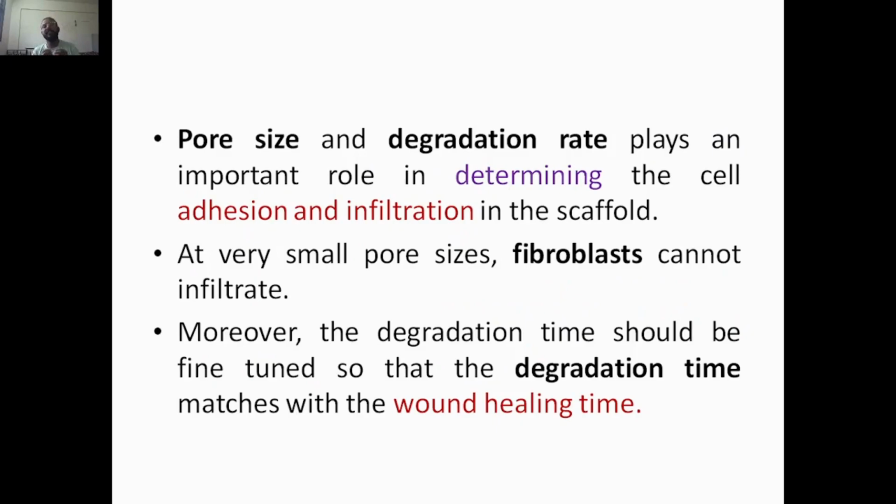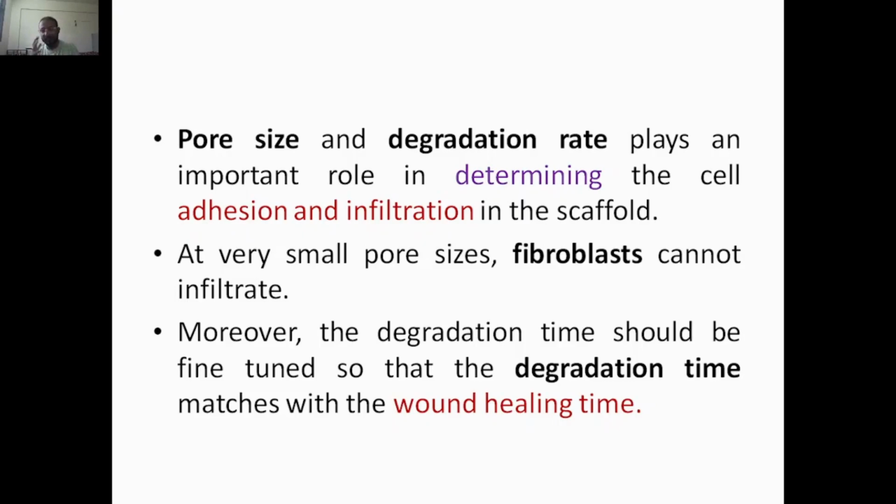Now the pore size and the degradation rate, these two things play a very important role. From the beginning I am telling, right? The pore size and the degradation play an important role in determining the cell adhesion as well as infiltration in the scaffold. We have an ECM-like structure, right? This is the porous template. So how exactly are cells going to adhere to it, that means how they are going to attach, and then infiltration in the scaffold.